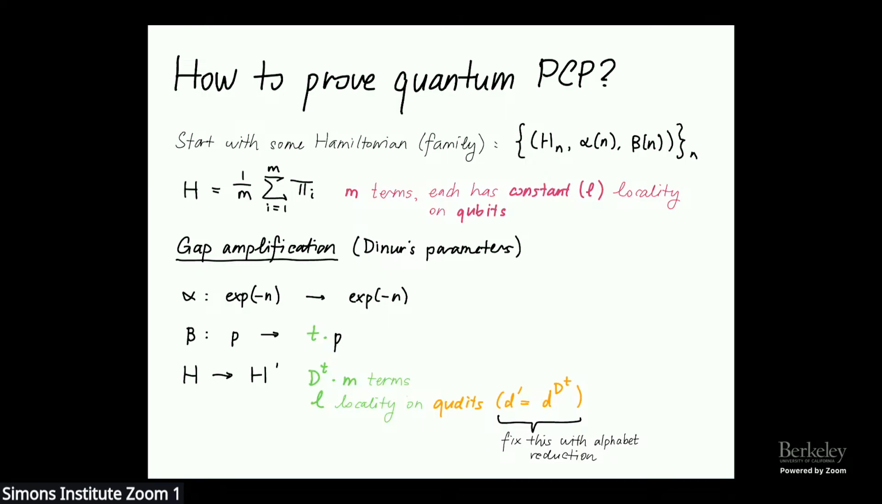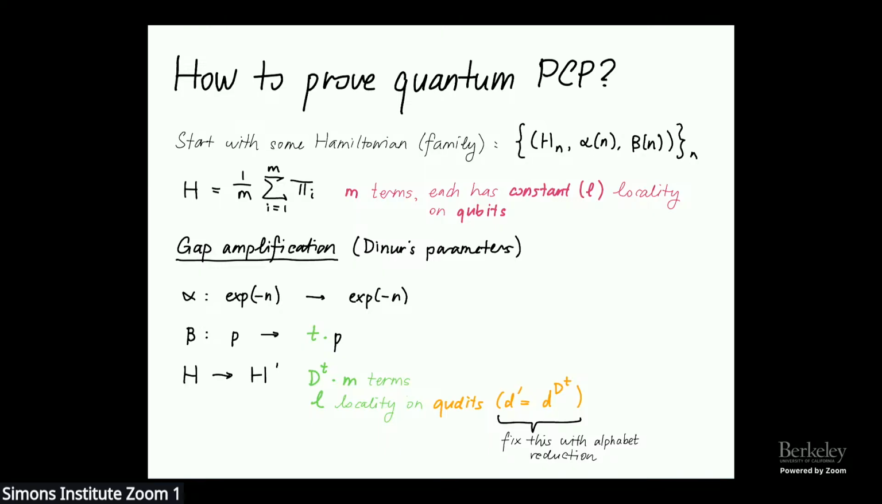Gap amplification basically leaves alpha almost unchanged. Beta goes to t times beta for some constant t. The Hamiltonian will change slightly. Now it will have D^D times m terms for some large constant D, and for the same amplification parameter t. It will have the same locality, but now not on qubits. The dimension of the variables is no longer 2, it's going to be very big: d' equals D to the D to the t. So it goes from 2 originally to something like 2 to the 1,000.